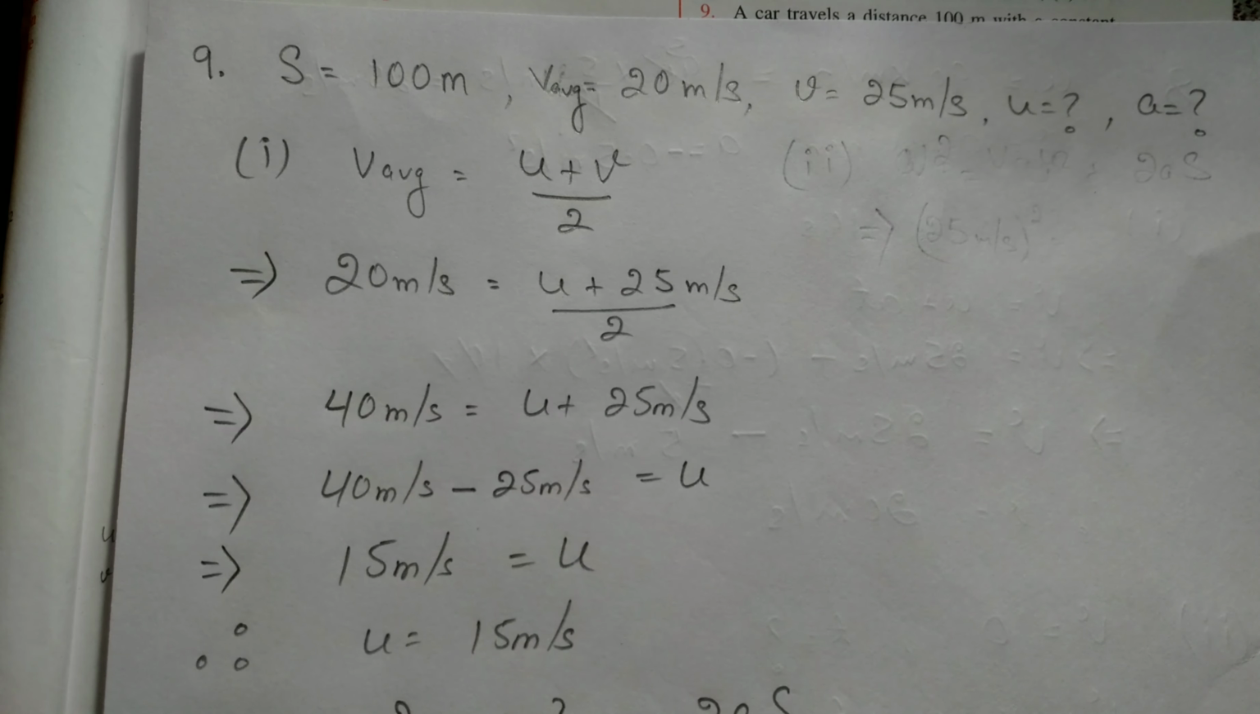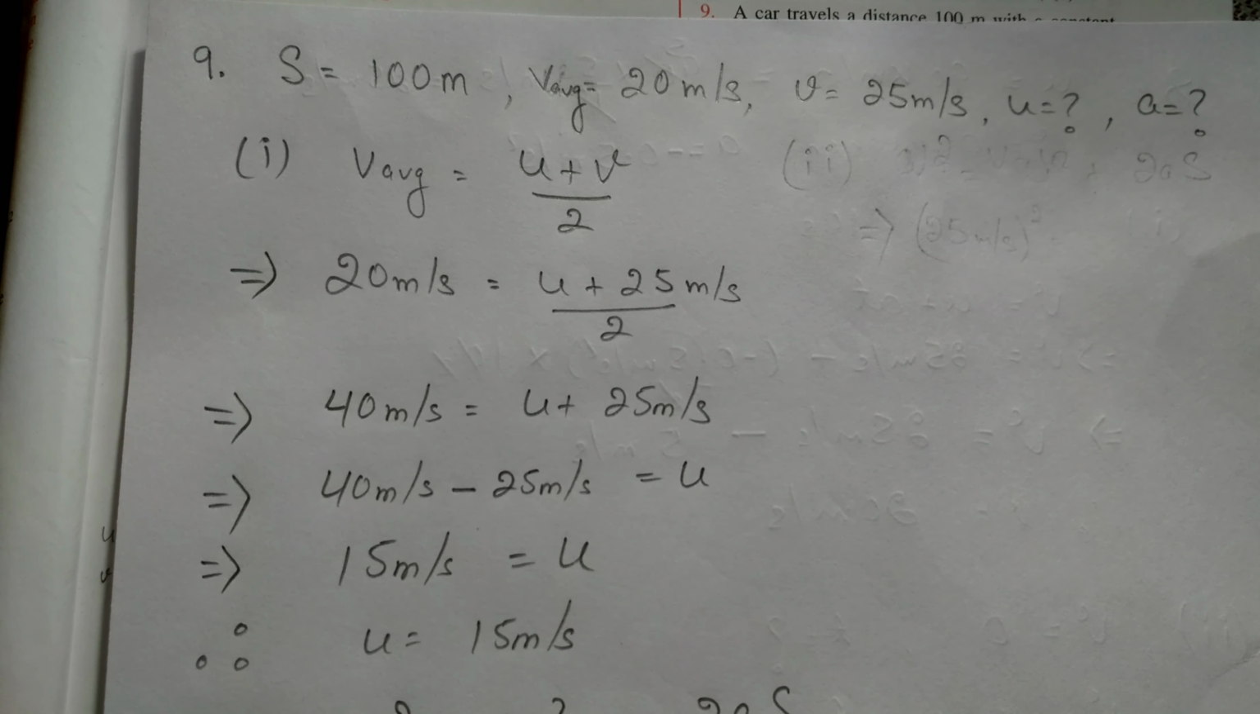This is how you're supposed to find the average of two numbers. Whatever two numbers are given to me, I am supposed to add them, find their sum, and then divide it by 2. Okay, so replacing the values, 20 meter per second will be equal to u plus 25 meter per second upon 2. So again the solution part. I think you are able to do the solution part by now.